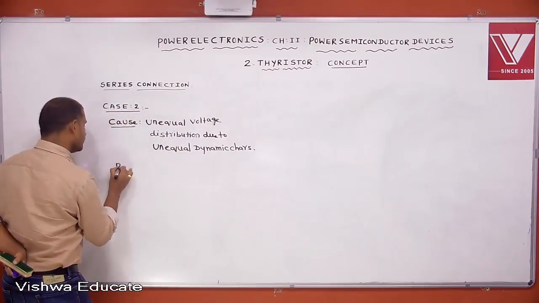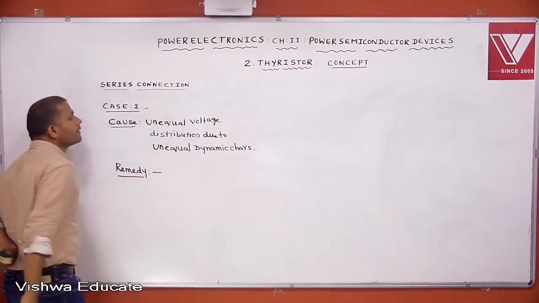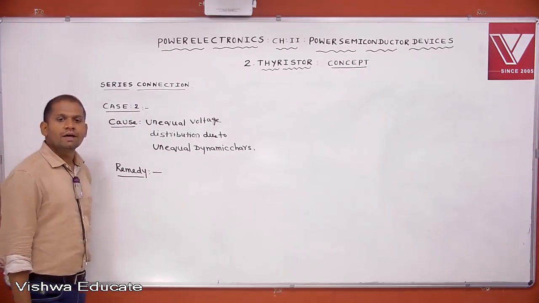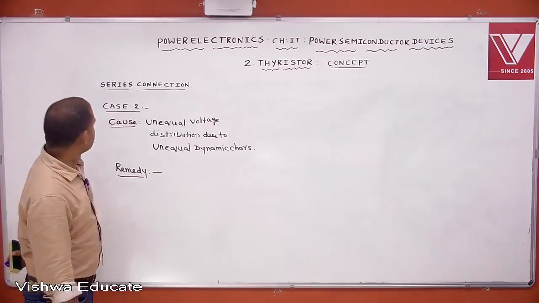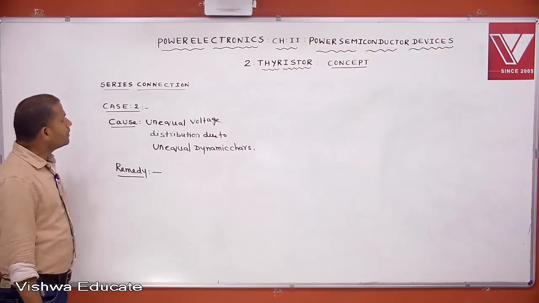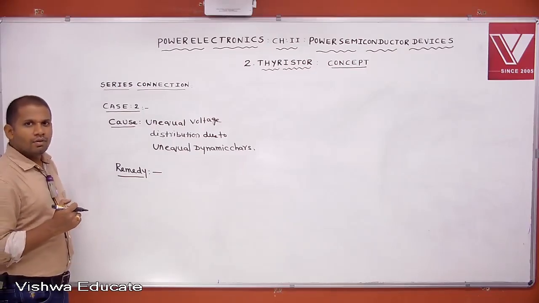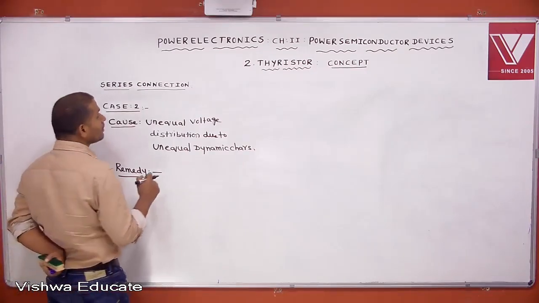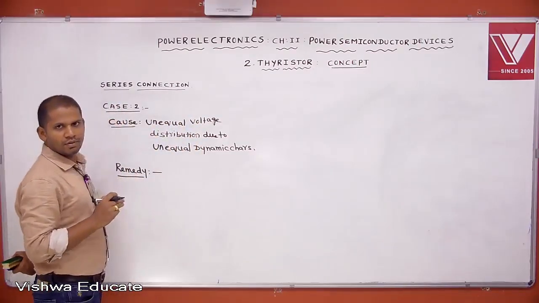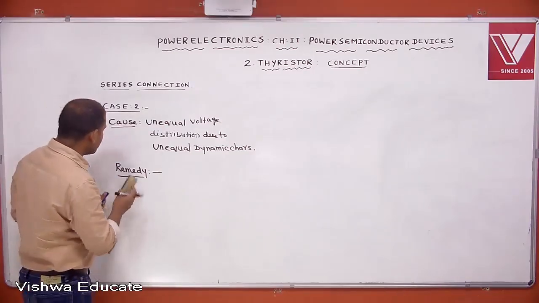Then the remedy for this problem: unequal voltage distribution due to unequal dynamic characteristics. What is the remedy for this problem? Well, you want to equalize the dynamic characteristics. Even though SCRs have the same rating and same specifications, practically they don't have the same dynamic characteristics. The remedy I will give later on.